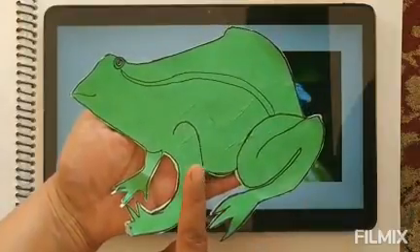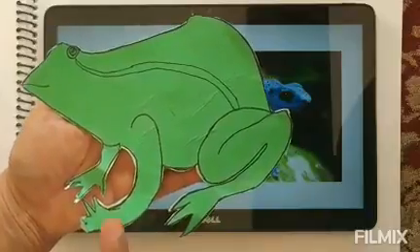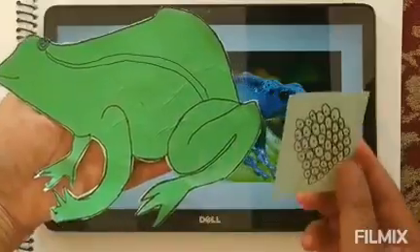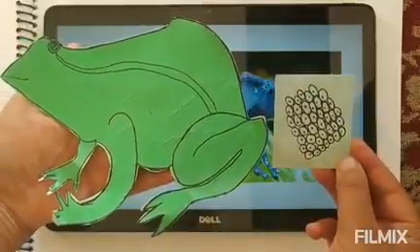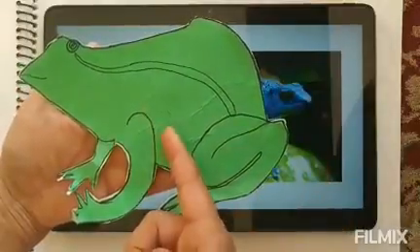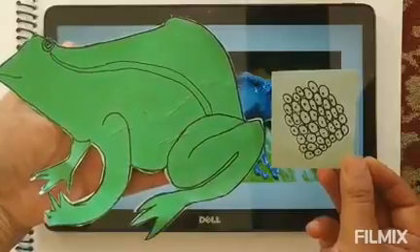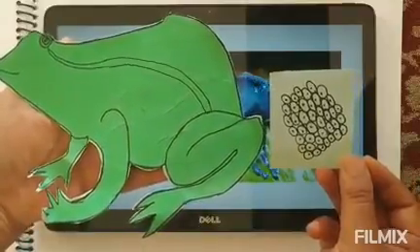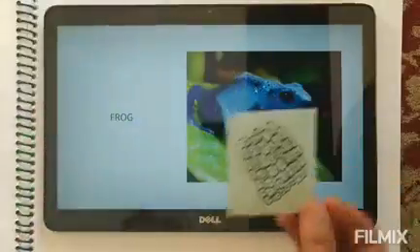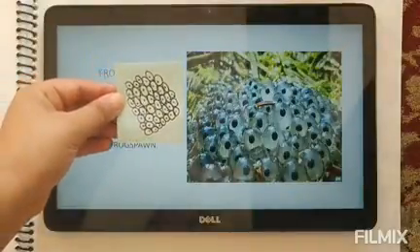So let's say that she is the female, the mother frog. The mother frog will lay her, what do you think these are? These are eggs. So a female will lay a lot of eggs in water or pond. So this is the first stage. Okay? Do they look similar? Yes.